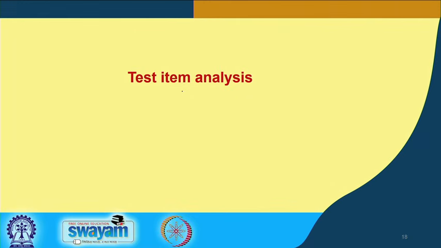Today we talk about test item analysis. Sometimes when we see a question paper, somebody says, okay, this question is very easy, or this question is very difficult. Now, how do we say this question is easy and this question is difficult? On what basis can we say that?